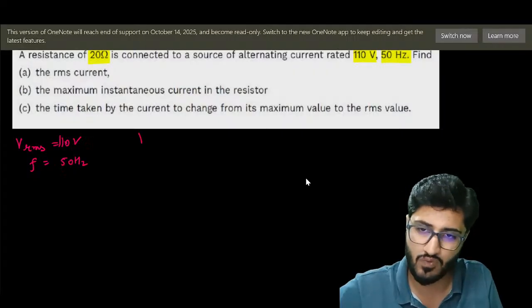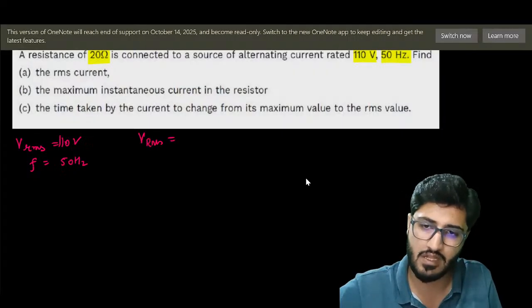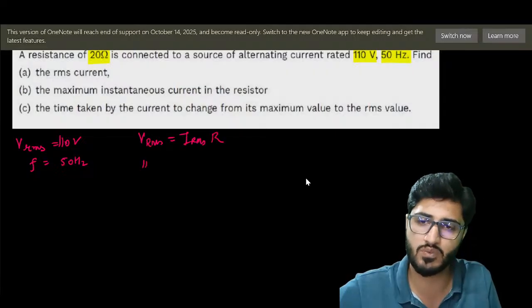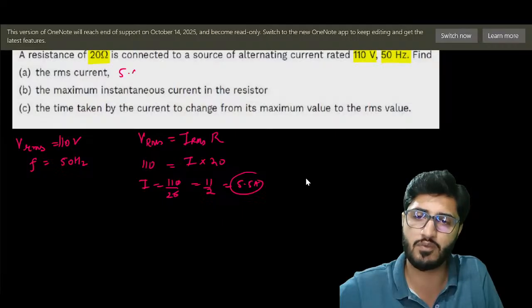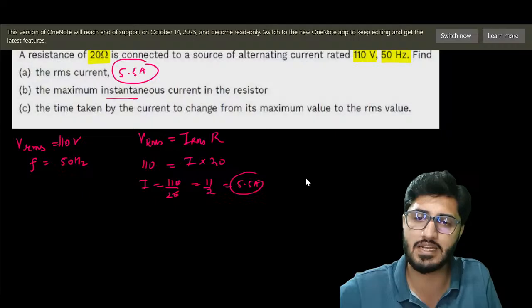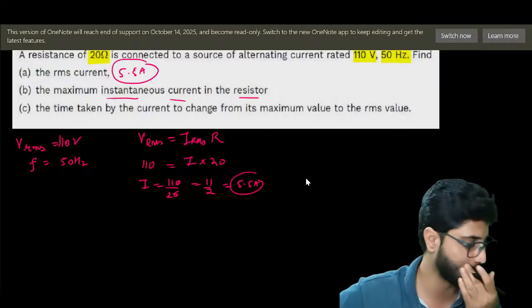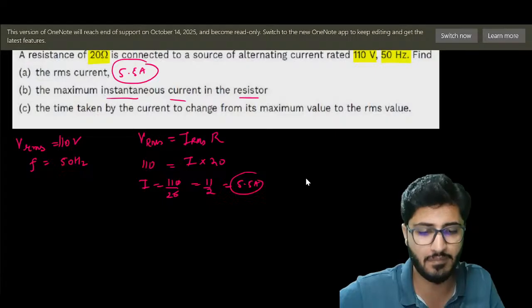RMS current. So VRMS equals IRMS into R. VRMS is 110, I we don't know, and R is 20. So I came out to be 110 divided by 20. So it is 11 by 2, which will be 5.5 ampere. The answer for the first one is 5.5 ampere. The second part: the maximum instantaneous current in the resistor. What will be the maximum current?